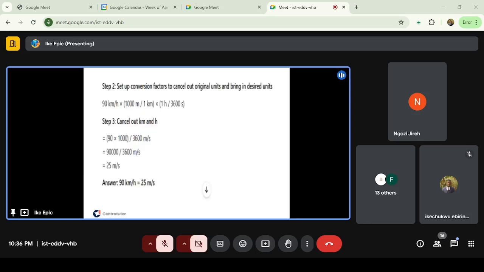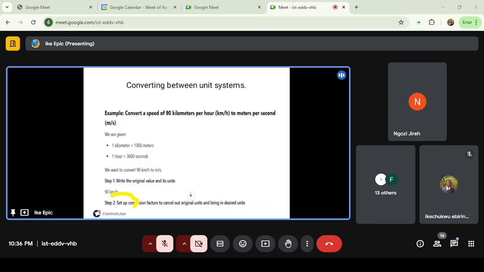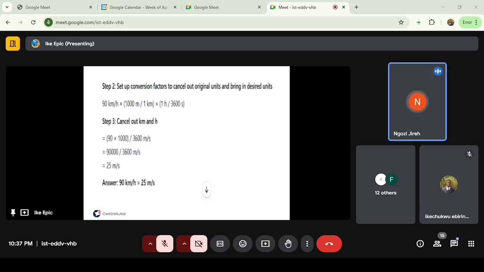Error analysis. But before we go to error analysis, let me stop here and ask if anyone has questions. Does anyone have any question? Yeah, please ask your question.